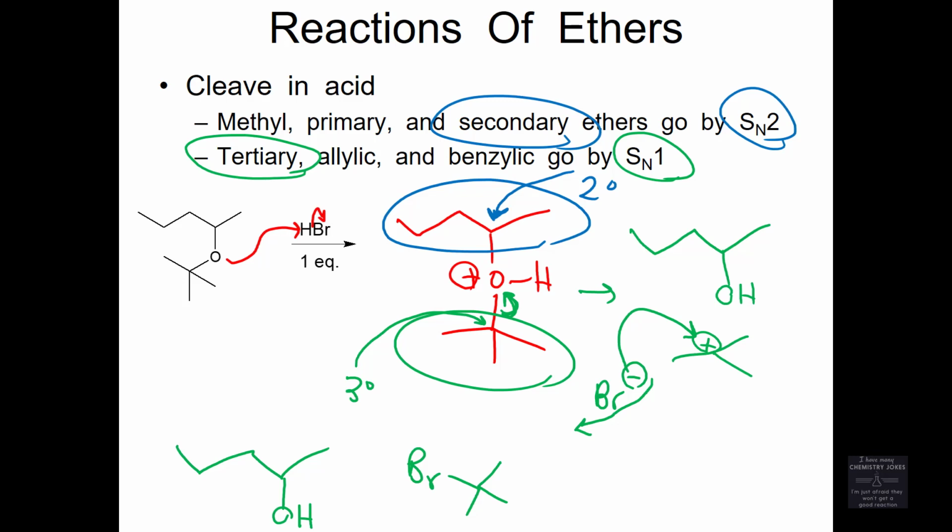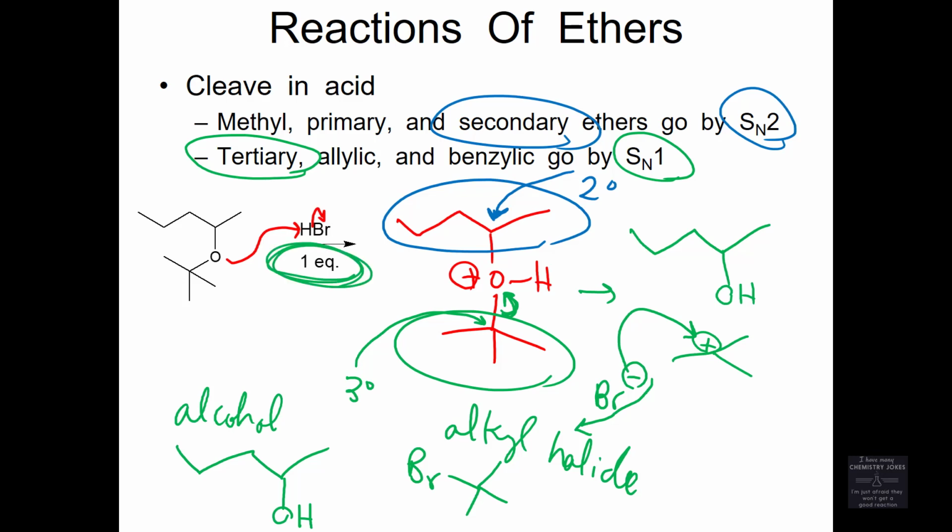So when you cleave an ether, you will always make an alcohol and an alkyl halide, because remember, you're always using an acid halide to cleave them. So as long as you've got one equivalent, you're always going to make an alcohol and an alkyl halide. Why does one equivalent matter? Do alcohols react with acid halides? Like, would this alcohol react with an HBr if you had a second equivalent? Yeah, it would. So alcohols could react again.